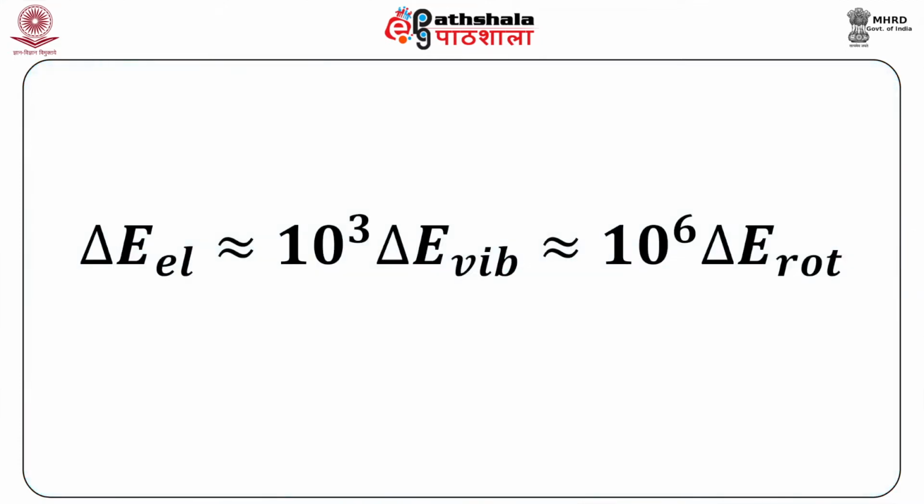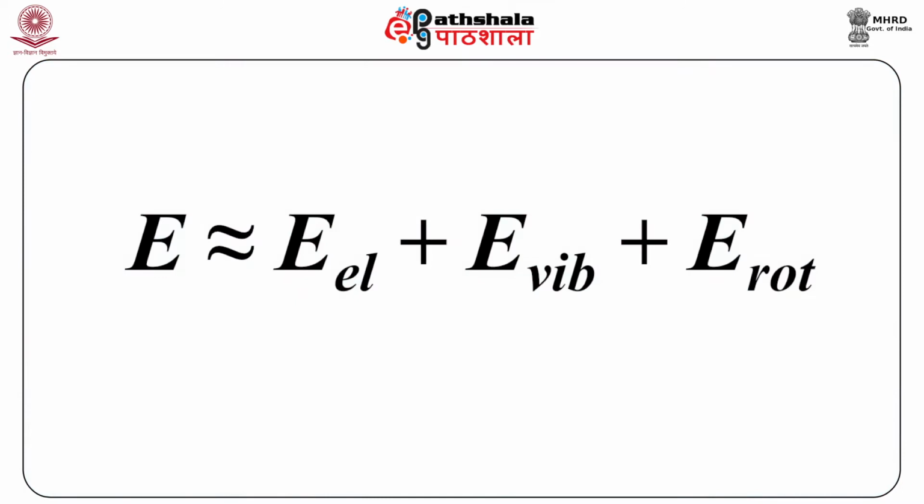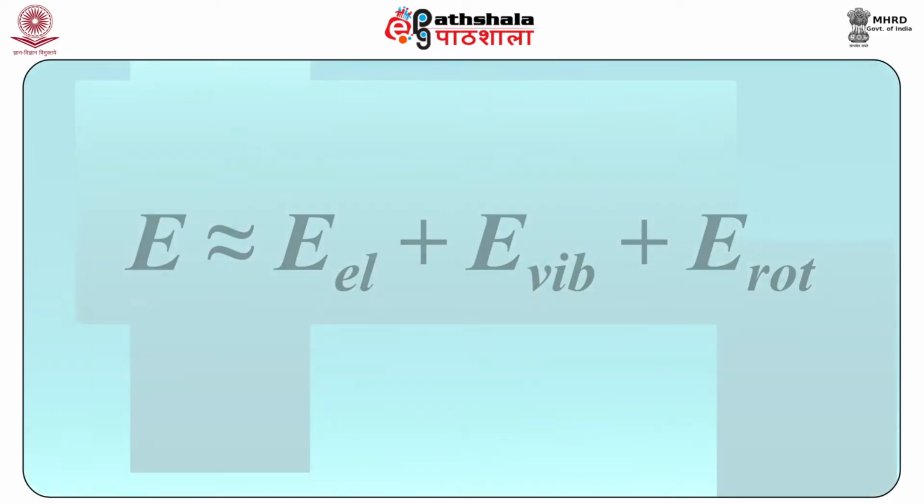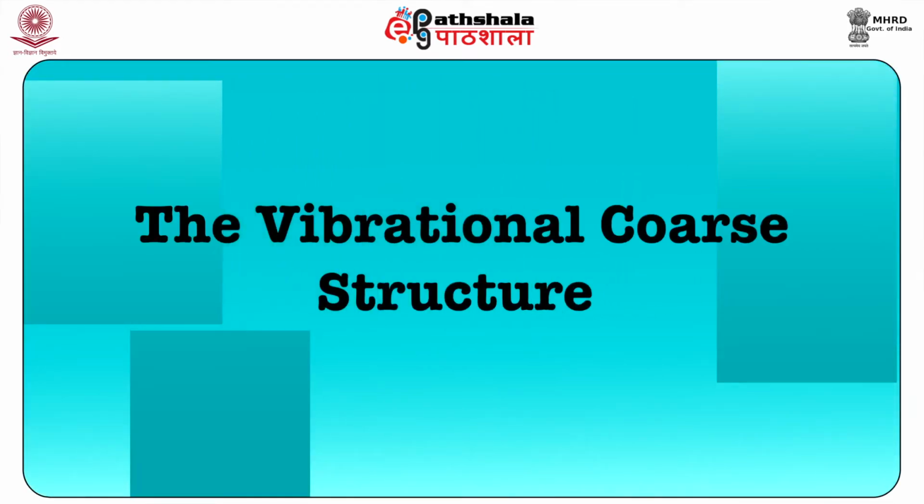The magnitudes of the involved transitions show large variation. For example, for the electronic transitions, the energies are about 1000 times that of the energies involved in vibrations, which are about 10 raised to the power of 6, or a million times, those of rotation, and hence the three kinds of energies are independent of each other. This is essentially the Born-Oppenheimer approximation, which allows us to write the total energy as a sum of the individual energies. That is, we can ignore any interactions between them. Thus, we may write E, the total energy, is equal to the electronic energy plus the vibrational energy plus the rotational energy. First, let us discuss the vibrational core structure.